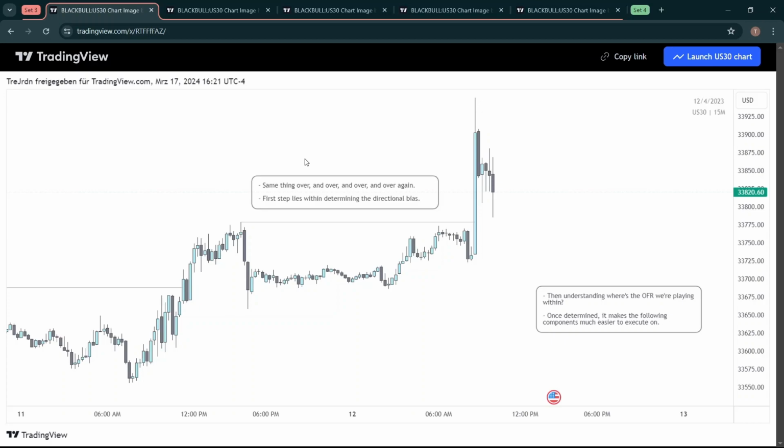Same thing over and over and over again. The first step lies within determining the directional bias. If you don't know what you're really looking for, or where you're looking to trade towards, then it gets more annoying in regards to framing proper trade ideas, where you could find yourself on the wrong side of the market, for example. But it goes back.